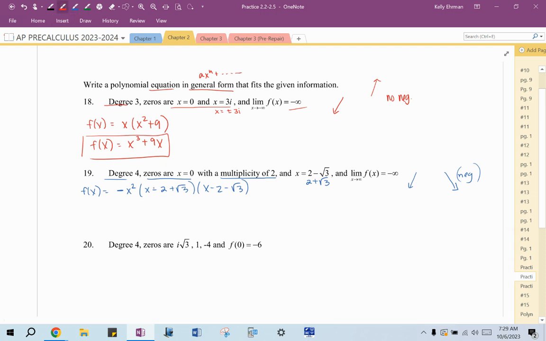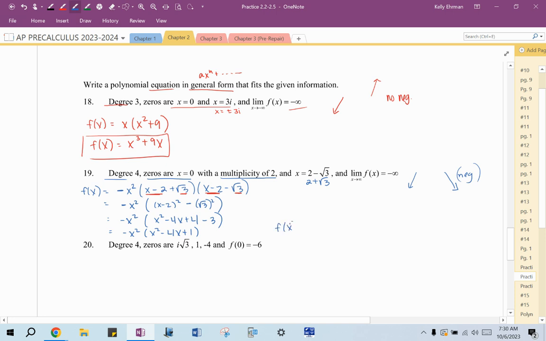And remember, the quick way to multiply these is to see that these are conjugates, which means you don't have to FOIL a trinomial times a trinomial. You can say this negative x squared is the last thing we'll take care of. This becomes x minus 2 squared minus radical 3 squared. So negative x squared is still out there. X squared minus 4x plus 4. Radical 3 squared is 3, so minus 3. Negative x squared times x squared minus 4x plus 1.